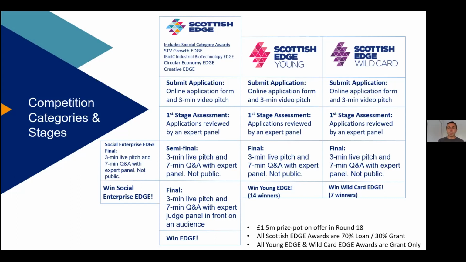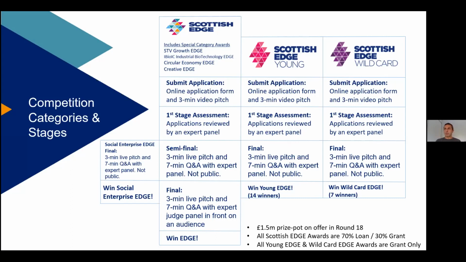The easiest way I try to say to people is, when you're looking at Scottish Edge, you've got 3 different categories. You've got Scottish Edge, Young Edge, and Wildcard Edge. If we talk about Scottish Edge first, which we see as our main category, the reason we say that's our main category is that's where the larger prizes come from. So for Scottish Edge, you must be a registered company, as we touched on in the last slide, or a social enterprise, community interest company, charity. So you must have a registered entity.